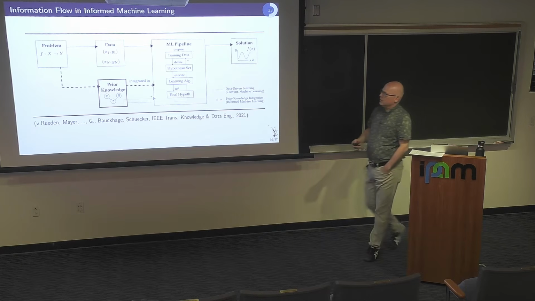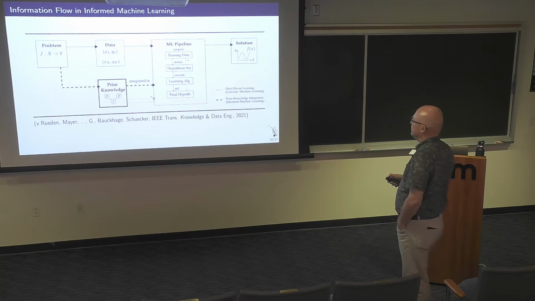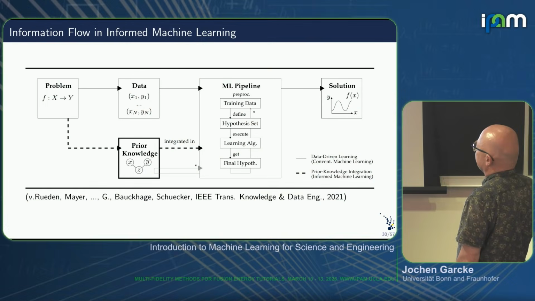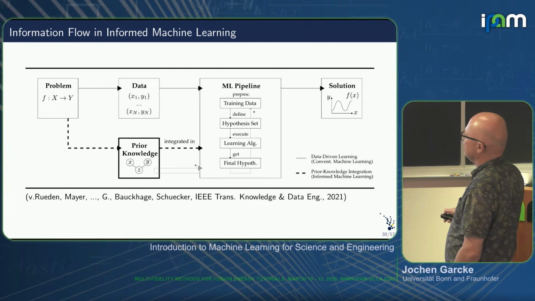Now switching a bit to some overview, some further step, and I should speed up a little bit. I'm going to come a little bit to informed machine learning, but first let's structure these flow components once more. So we have the problem, f, x, y.